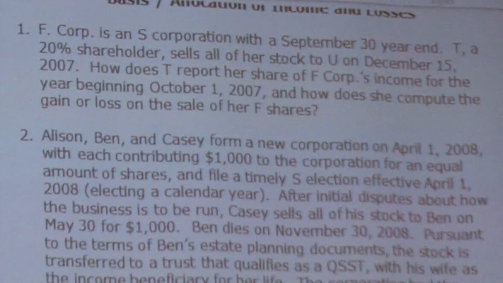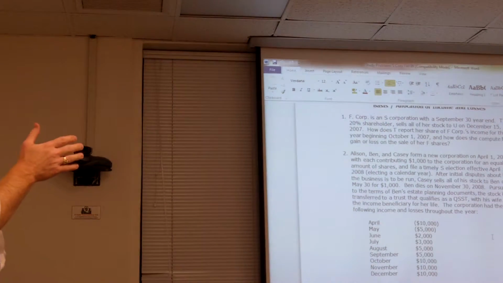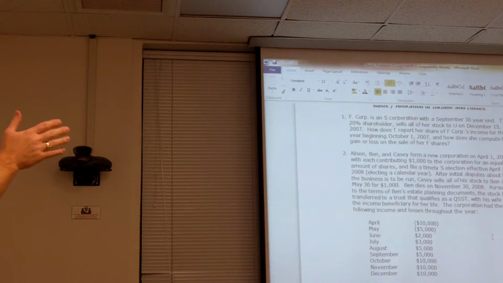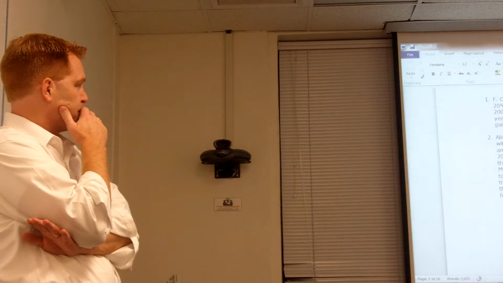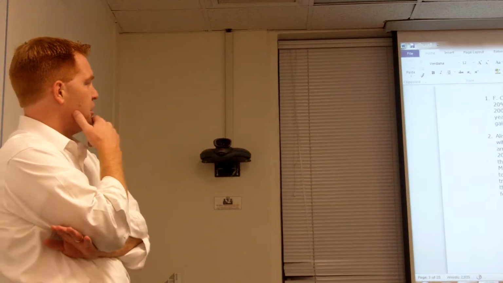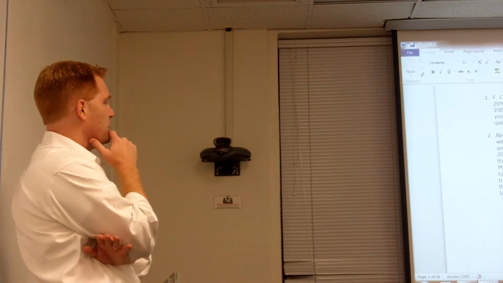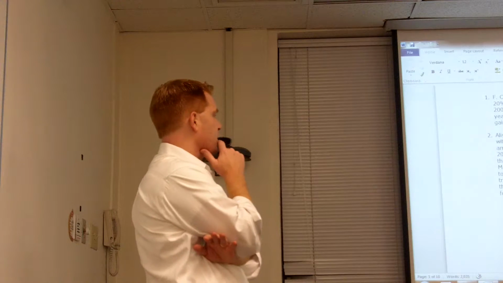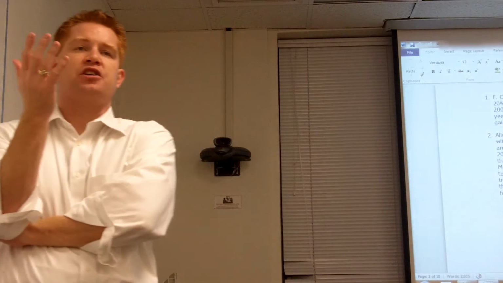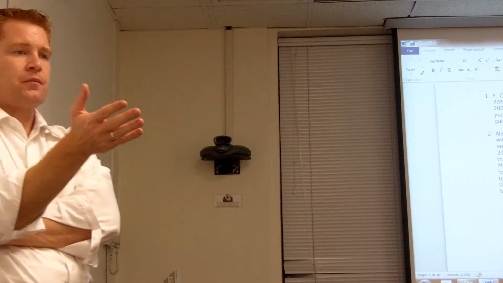Okay. So it's an S corporation with a September 30 year end. T is a 20% shareholder, sells all of her stock to you on December 15th. How does T report her share of F Corp's income for the year beginning 10/1/2007, and how does she compute the gain or loss on the sale of her F shares? Well, how do we deal with the allocation issue, right? What's that? Per share per day. Per share per day. That's our default rule, absolutely.